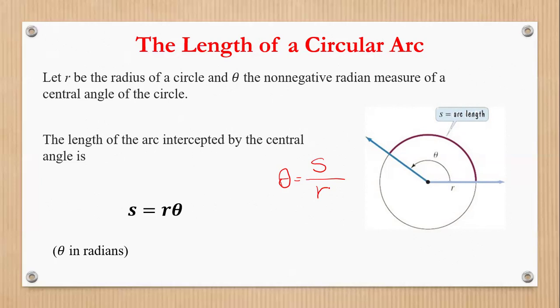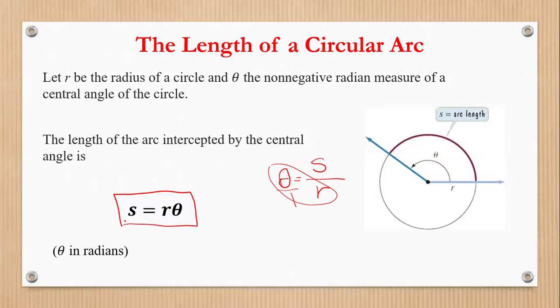Now, if there is any example and they ask us to find the length of the arc, we can use the same formula by just multiplying these two. So S is equal to R times theta. R is the radius of the circle, theta is the angle, and S is the arc length, the length of the intercepted arc by that angle.